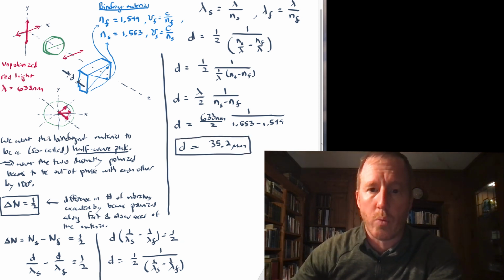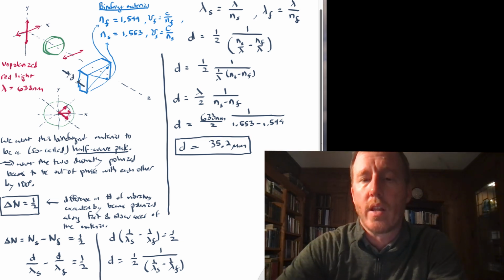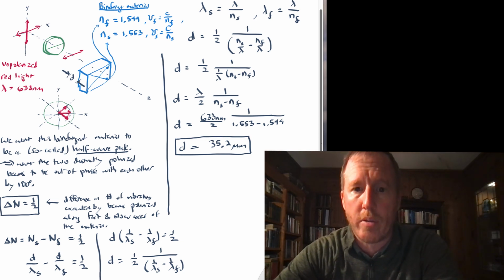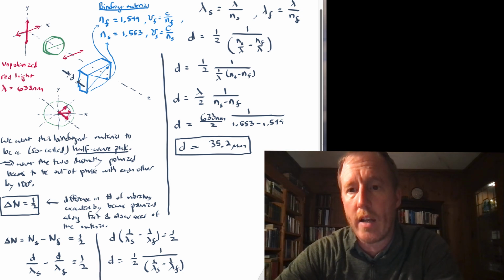Remember what the question was. It is, how thick does this material have to be so that these two waves that are traveling through with different polarizations are exactly 1/2 of a wavelength out of phase with one another?